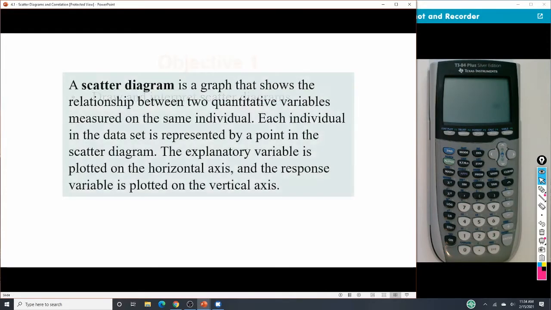Okay. All right, so scatter diagrams. A scatter diagram is a graph that shows the relationship between two quantitative variables measured on the same individual. We typically see this on our XY plane when we plot points on this. It looks like a scatter diagram when we just do points.